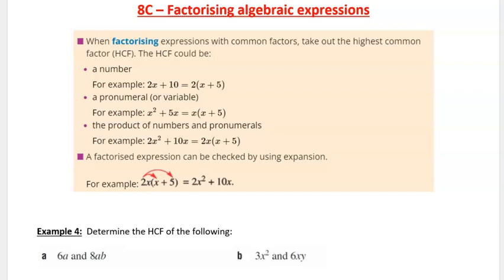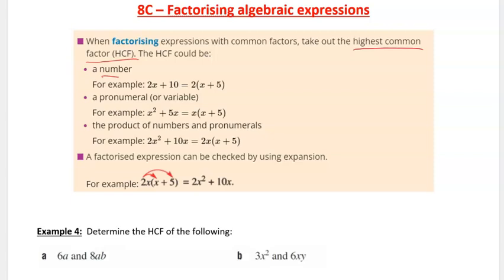When we factorize expressions, we can take out the highest common factor between the two terms, and this highest common factor could just be a number. Like here, the highest common factor is 2. 2 divided by 2 is 1. 10 divided by 2 is 5. So we can factorize that out, and we've done that before.